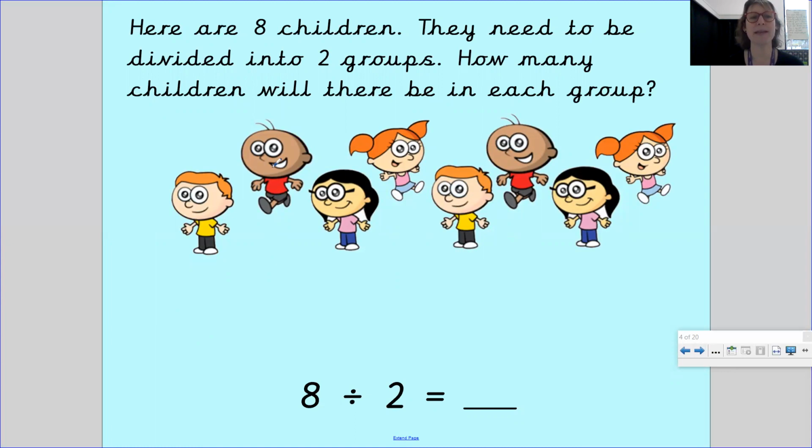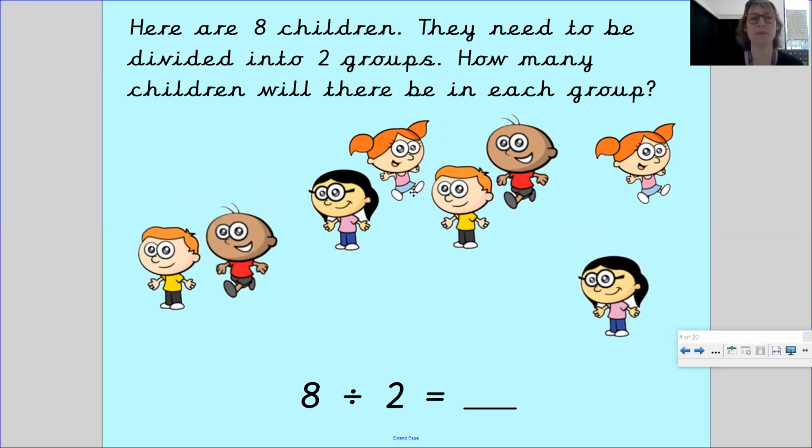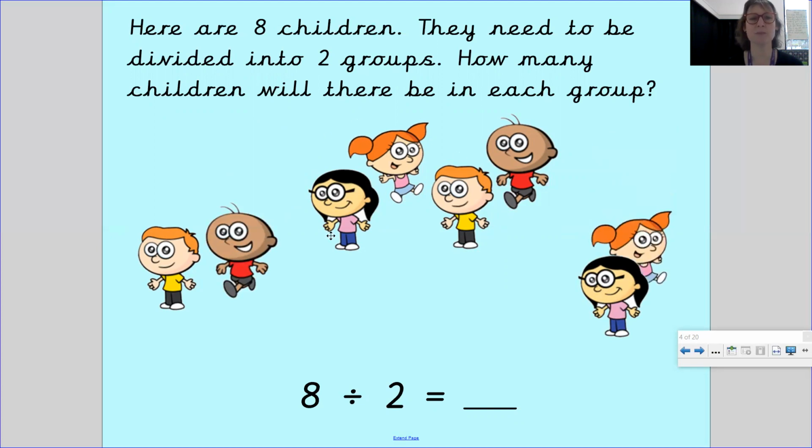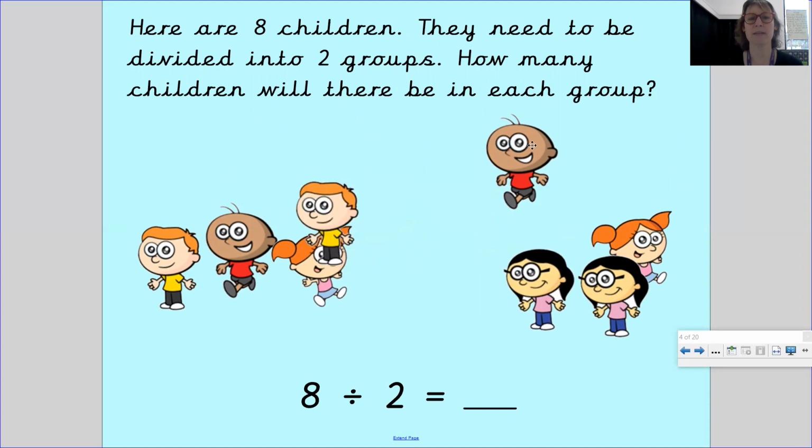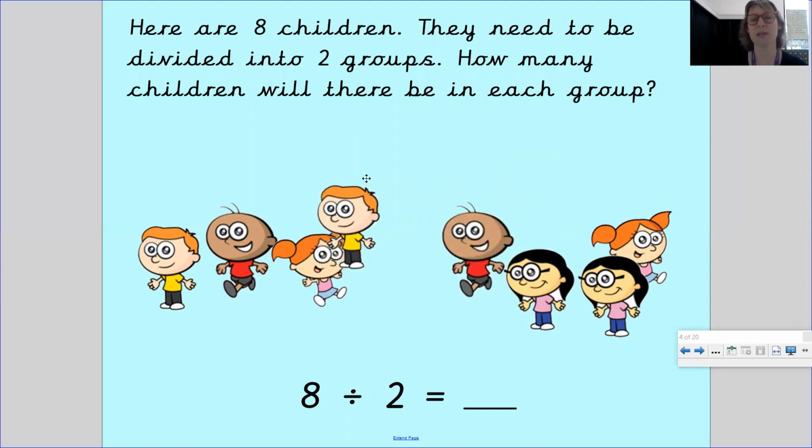Now, what we've got here is we've got 8 children again. And what we're going to do this time is we're going to put them into 2 groups, not into groups of 2 like we just did, but into 2 groups. So put this one over here, this one over here, this one over here, this one over here, this one over here, this one over here, and this one over here. Let's not have him standing on her head.